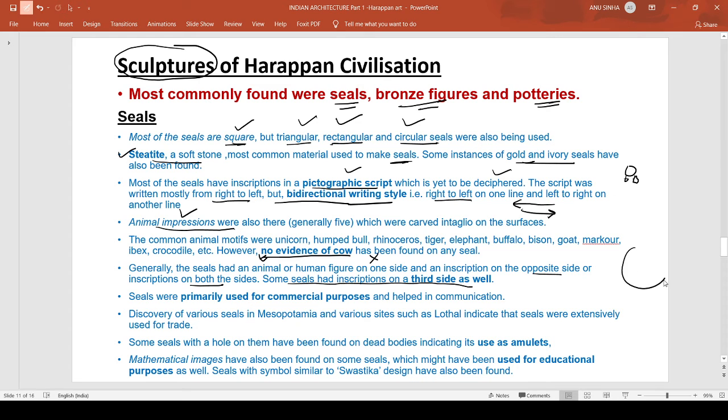If seals are like this, you can consider it two-dimensional. On this side we have some inscription or an animal or a human figure, and the back side, and this is the third side, like the side view. In that also, sometimes inscriptions are there. Seals were primarily used for commercial purposes and helped in communication. So what was the purpose with which these seals were made? They were made primarily for commercial purposes.